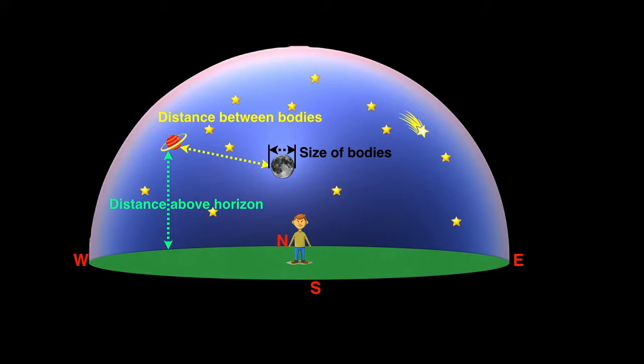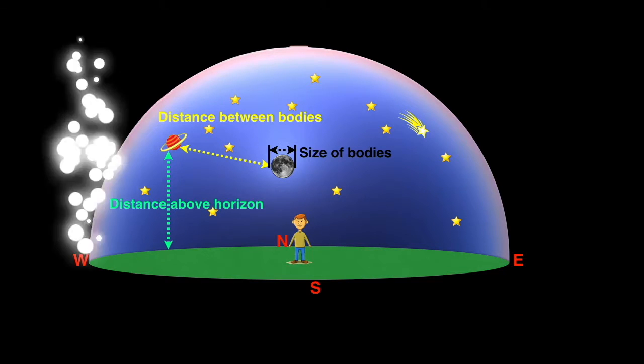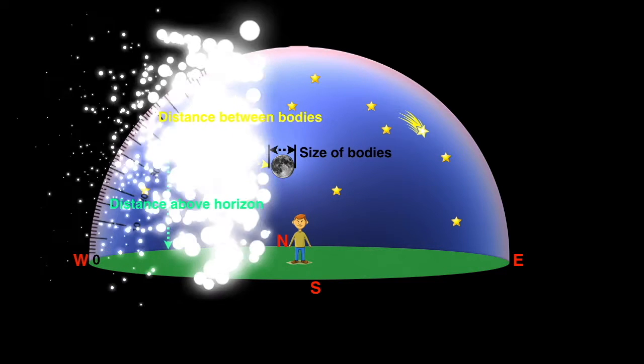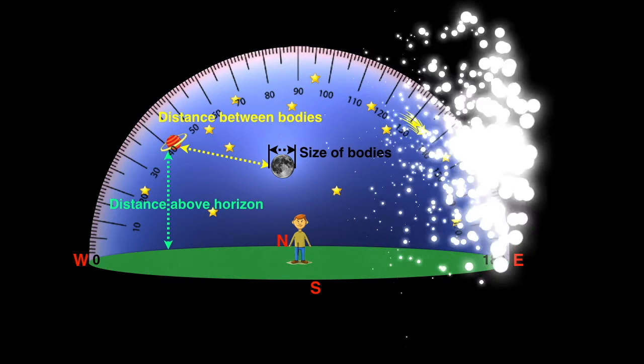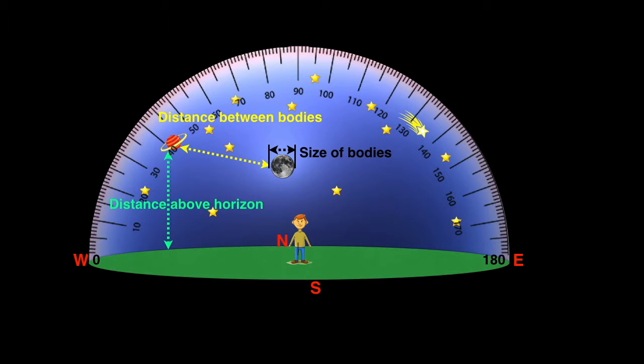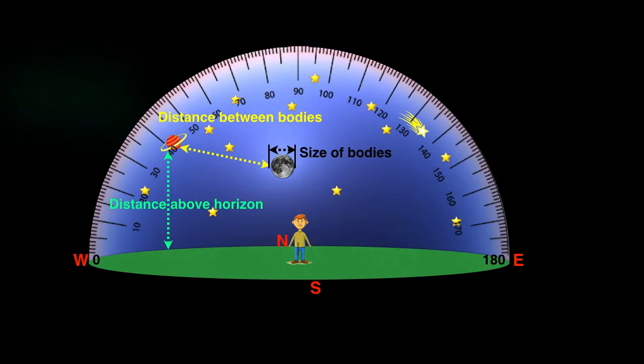So astronomers have devised a common system of units to make all these measurements, and the unit is the degree. Imagine if you could superimpose a large protractor across the night sky. The protractor would stretch from one point on the horizon over to the opposite side, and this, as we know, is 180 degrees. And this gives us our unit of measurement, the degree.